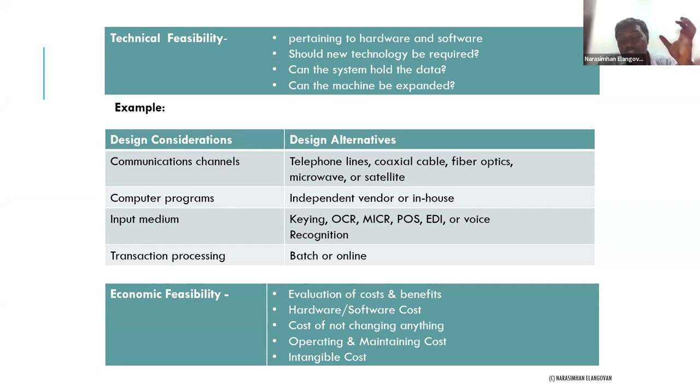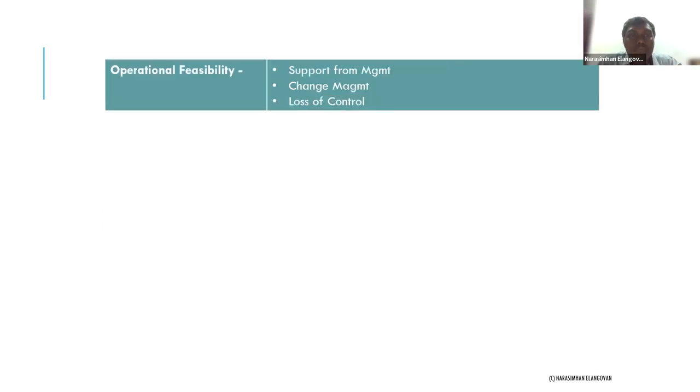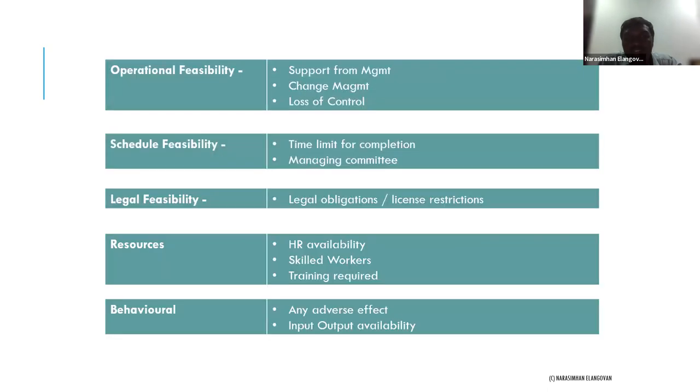Economic feasibility. Economic feasibility is cost and benefit. Right? Hardware, software. What is the cost if I don't change anything? I leave it as it is. What happens? Right? Cost of not changing anything, operation, maintenance cost, intangible cost, right? All of those. Next comes your element of operational feasibility. What is operational feasibility? Do I get support from management? What happens if there's a loss of control, change management, right? All of those are operational.